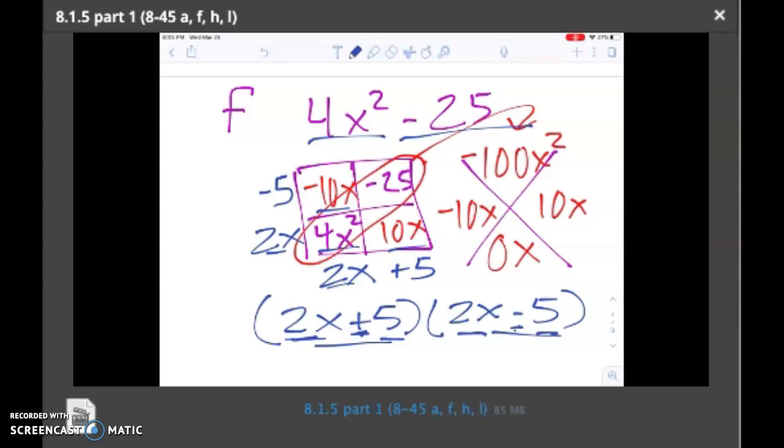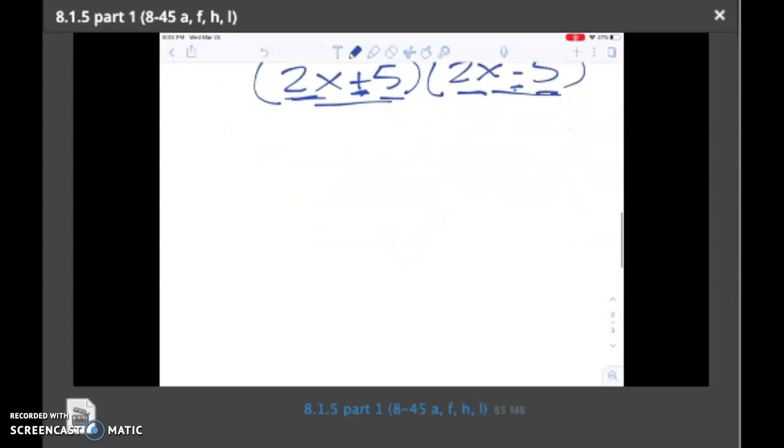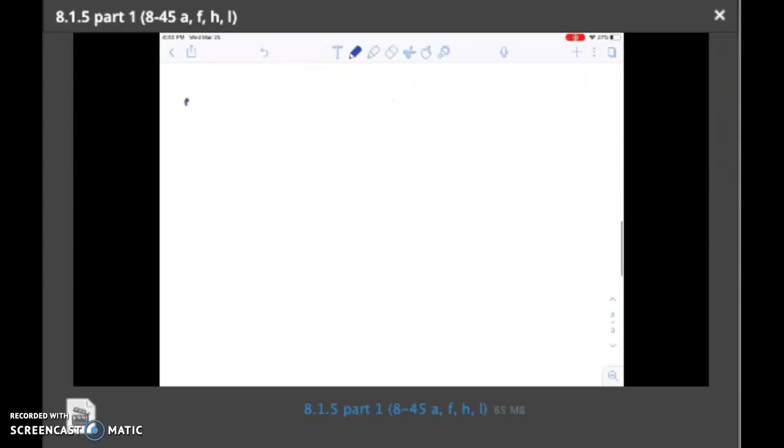So I'm going to see if this pattern is kind of working. I kind of feel like I know how I could figure out a shortcut without having to do that generic rectangle and that diamond. So I'm going to try that for problem H. So 45H is x squared minus 36.